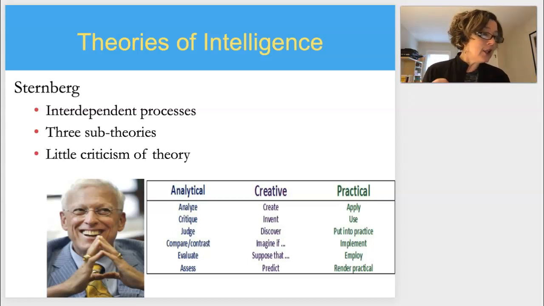So, analytical component is involved in the interrelated basic thinking process that drives intellectual behavior. So these are your higher order executive processes and your knowledge acquisition components. The creative side involves various thinking mechanisms that people use to cope with new experiences. So they're marked by novel approaches. So what you would pretty much expect under a creative subtheory in intelligence.